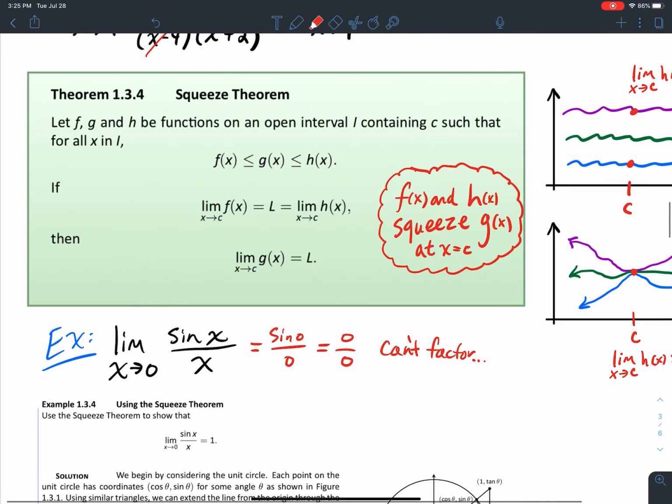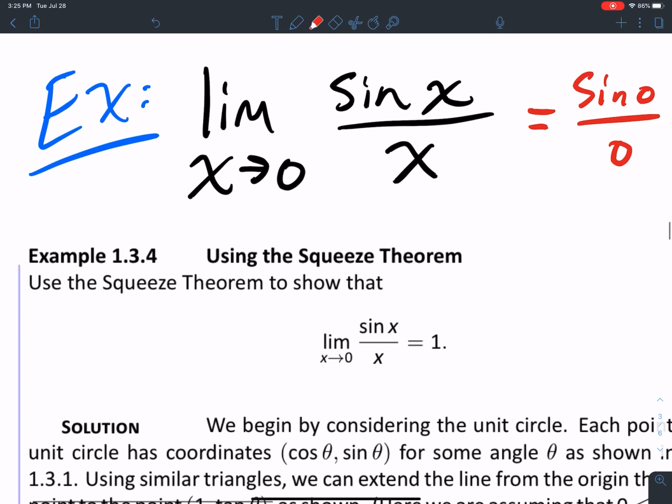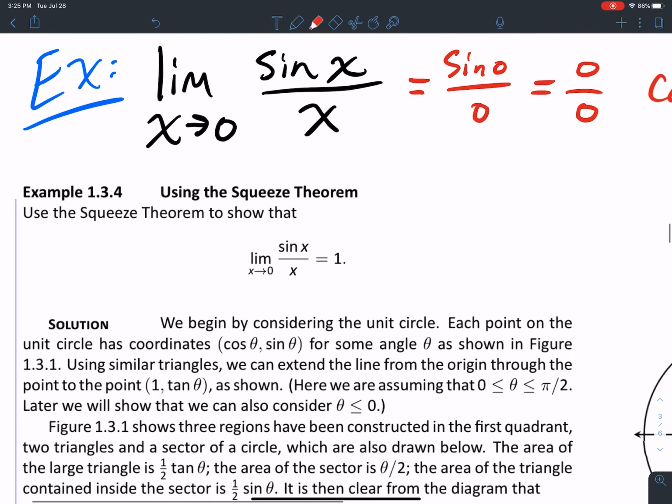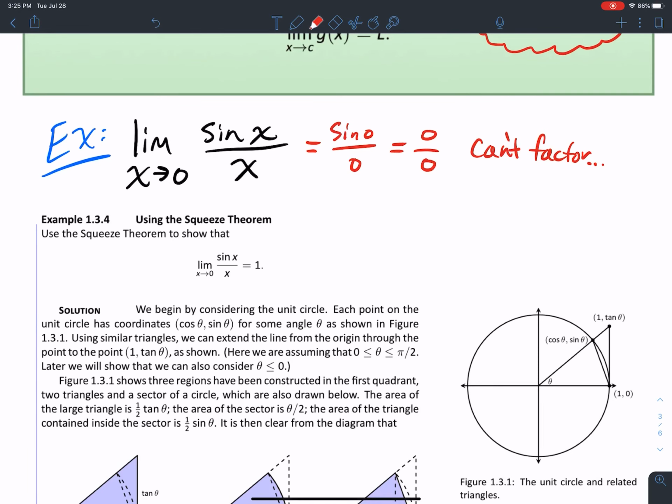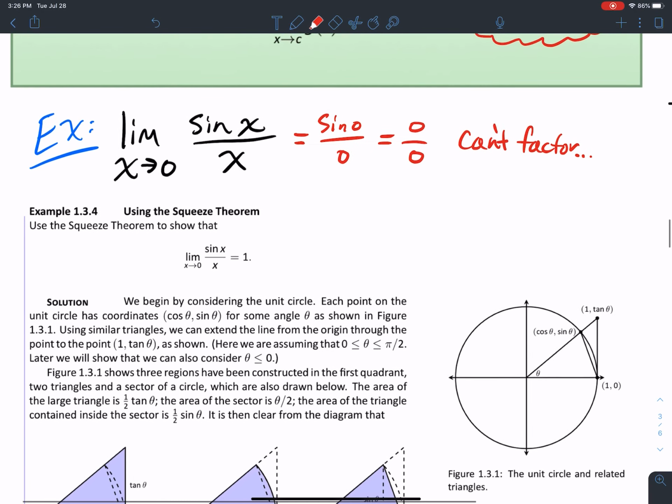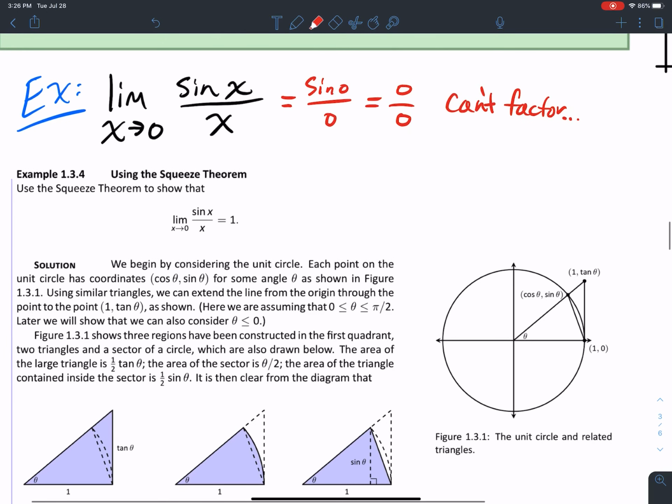So we're going to use the squeeze theorem to prove that this limit, this very special limit that you need to memorize, is equal to 1. Okay, so it's something you need to memorize. So how do we do this? All right, so first I'm going to take a unit circle. So let's think about the unit circle for a second.